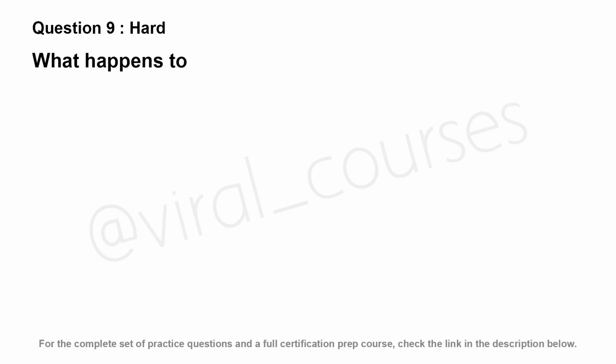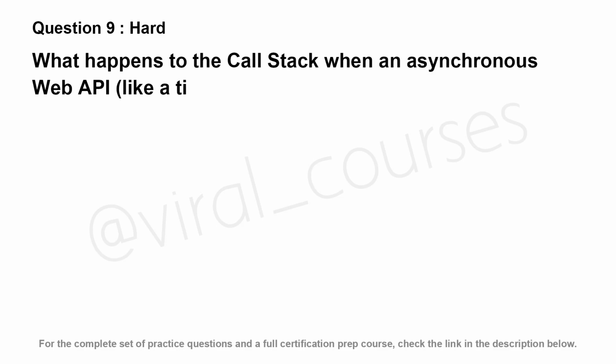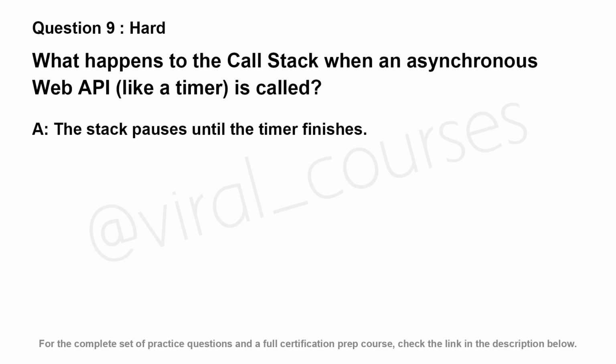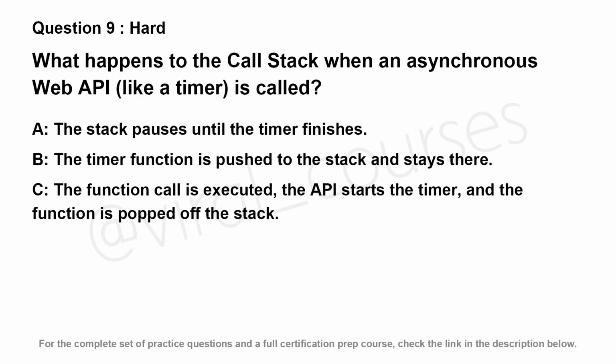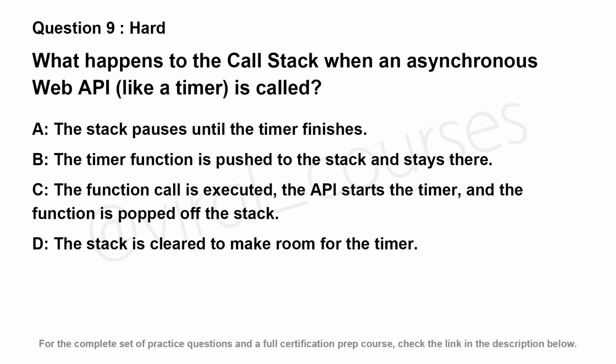What happens to the call stack when an asynchronous web API, like a timer, is called? Option A. The stack pauses until the timer finishes. Option B. The timer function is pushed to the stack and stays there. Option C. The function call is executed, the API starts the timer, and the function is popped off the stack. Option D. The stack is cleared to make room for the timer.